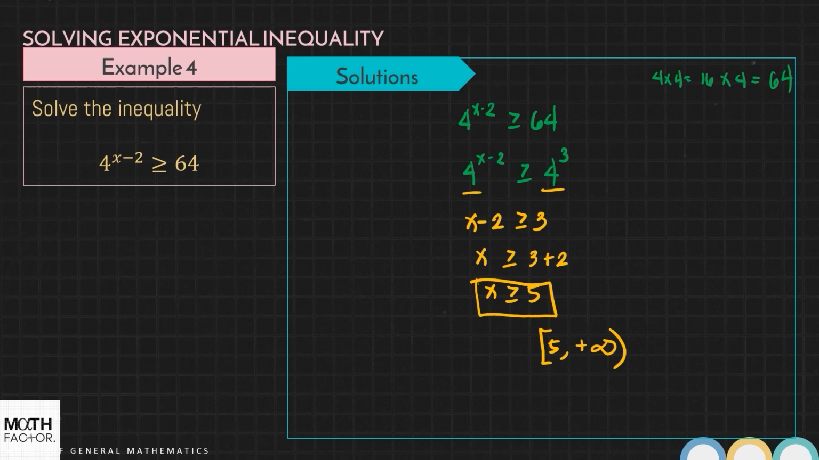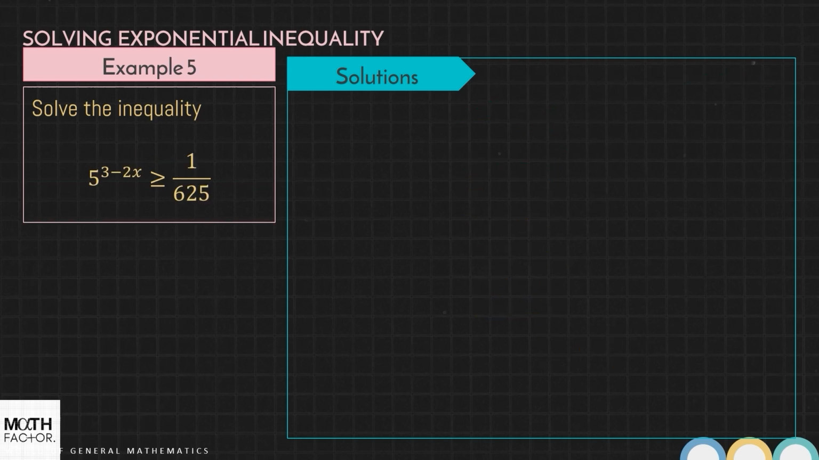Okay. So, for our last example, the fifth one, we have 5 raised to 3 minus 2x is greater than or equal to 1 over 625. Let us express this 1 over 625 with a base of 5. We have 5 times 5 is 25 times 5.